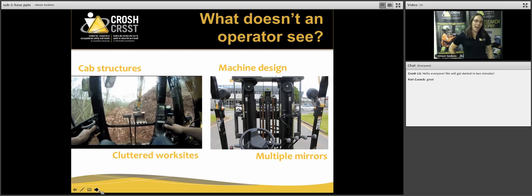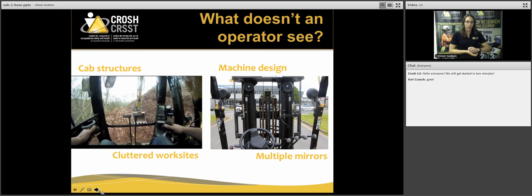So the cab structures certainly provide some limited line of sight for operators. As well, when you're above ground, you might be working in a very cluttered work site with a lot of things happening. It might be a fairly open work site where there's other workers moving through, where there might be pedestrians moving through. And so it's not quite as closed a scenario as you might find underground.